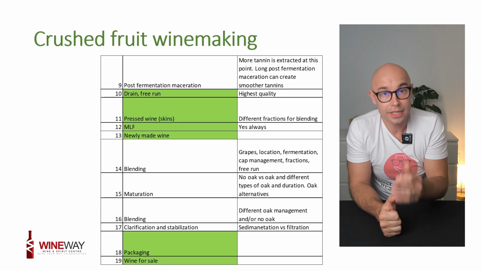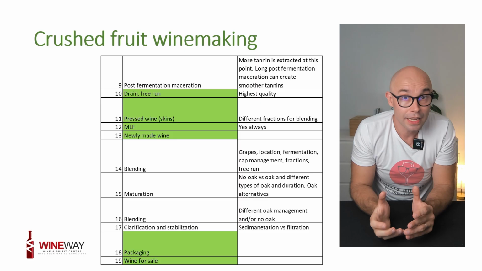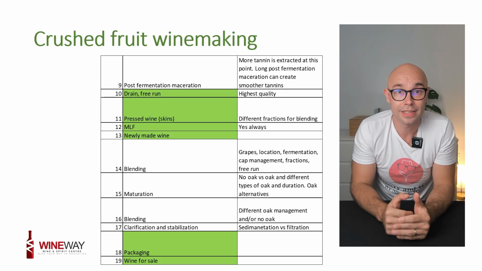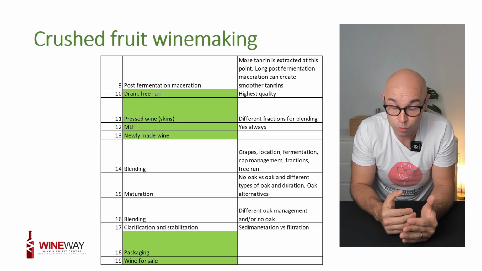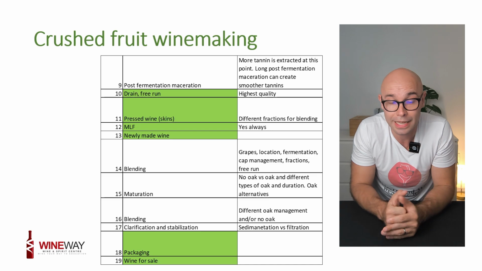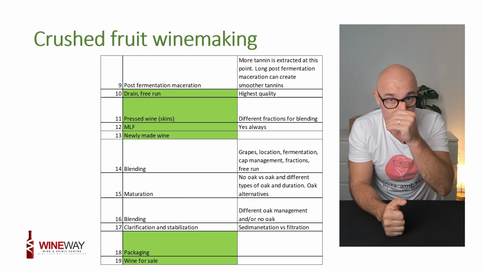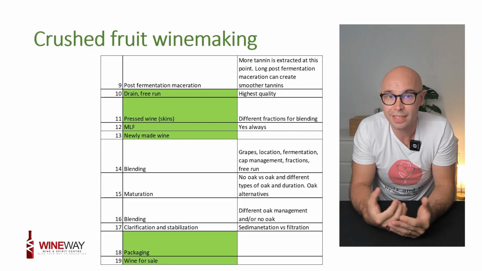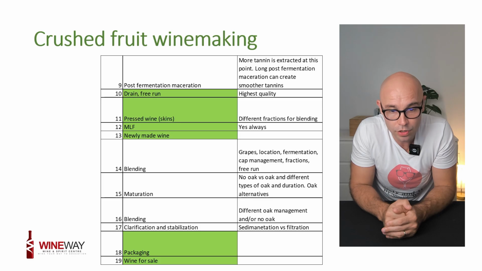Drain free run juice. Yes, free run juice is going to be the most elegant, the highest quality juice. Different pressings, different fractions will produce juice that has more color and tannin that can be used later on in the blending. Malolactic conversion will always be done for red wine. It's not really something that is necessary to be mentioned.